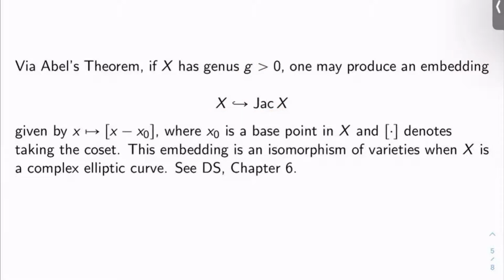Okay, so if X is a complex elliptic curve, it's isomorphic to its own Jacobian, which shouldn't surprise you because, diagram theoretically, the Jacobian of X is like, I don't know, in quotes, the smallest abelian variety containing X. But if X is an elliptic curve over C, it's already an abelian variety. So it should naively be its own Jacobian, and that turns out to be true. Okay, so again, Diamond and Shurman chapter 6 talks about this.